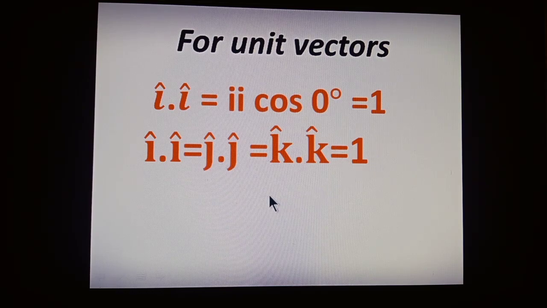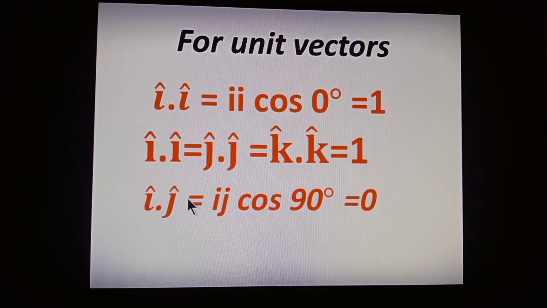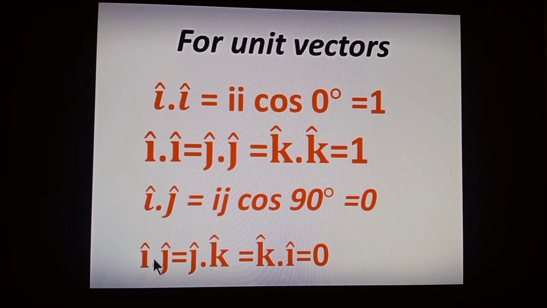However, in case of perpendicular unit vectors, i dot j equals magnitude of i, magnitude of j and cos of the angle between them. Angle between i and j is 90 degree and cos of 90 is 0. So the whole dot product becomes 0 when they are perpendicular to each other. i dot j, j dot k or k dot i equal 0 due to cos of 90.